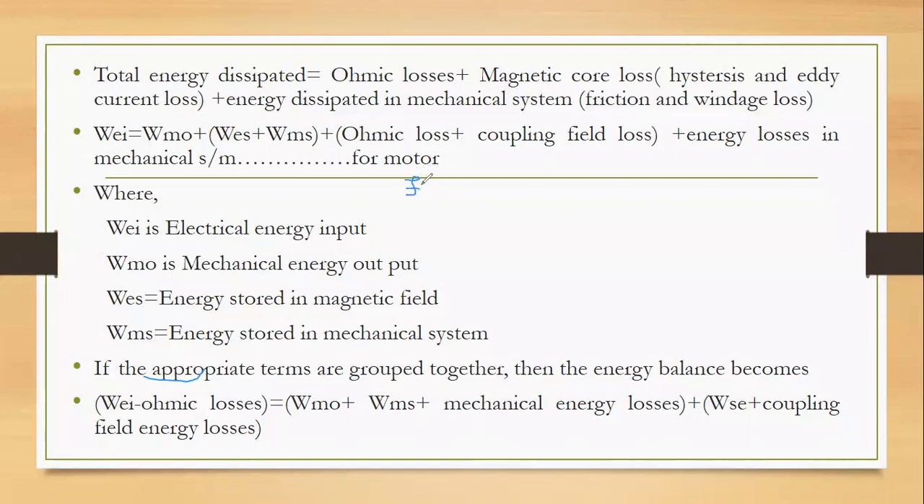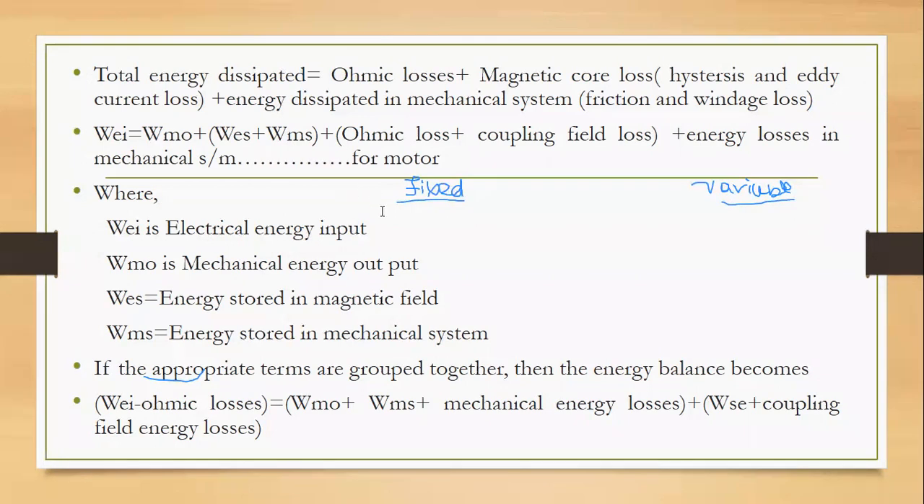So when I ask some students, they tell me that there are two kinds of losses: eddy current loss and hysteresis loss. But those kinds of losses are included in this category, these fixed and variable losses. So what are these fixed and variable losses? I'm going to explain it. What does it mean by fixed and variable losses?